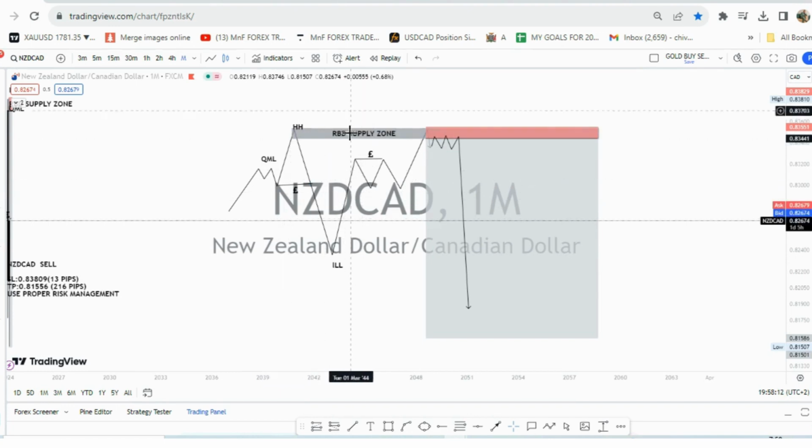All right, so you get liquidity right here. It can be in the form of equal highs, it can be Asian session, it can be trend line liquidity, right?